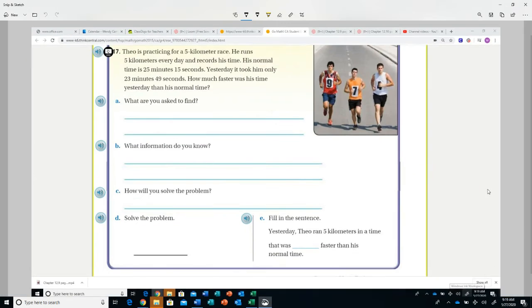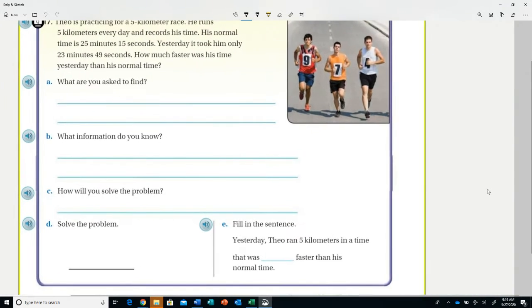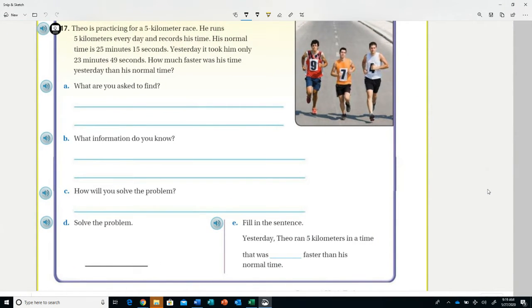So Theo is practicing for a 5-kilometer race. He runs 5 kilometers every day and records his time. His normal time is 25 minutes and 15 seconds. Yesterday, it took him only 23 minutes, 49 seconds. How much faster was his time yesterday than his normal time? So what are we being asked to find here? We're being asked how much faster he was yesterday than his normal time.